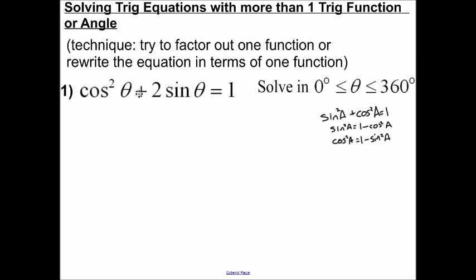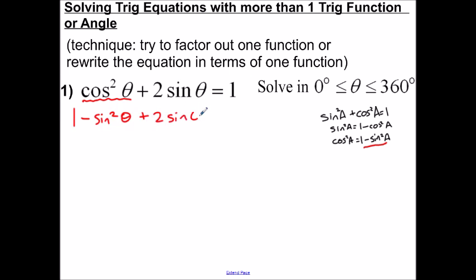Okay, so first off, I wrote down a technique here. Try to factor out one function or rewrite the equation in terms of one function. I want to get them all into sines or all into cosines. And I think what I'm going to do is replace this cosine squared theta with something it's equal to. And if you remember from this identity, cosine squared theta is equal to 1 minus the sine squared theta. So I can make that substitution. 1 minus sine squared theta. While I'm at it, I think I'm going to subtract 1 from both sides. If it's okay with you, I'm going to get it equals 0. So there's a quadratic involved. Eventually, I'm going to want it equals 0.